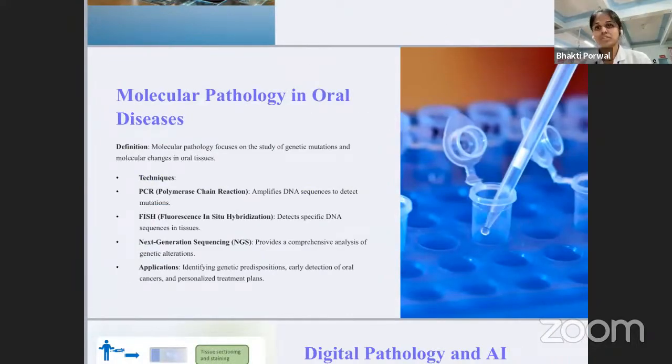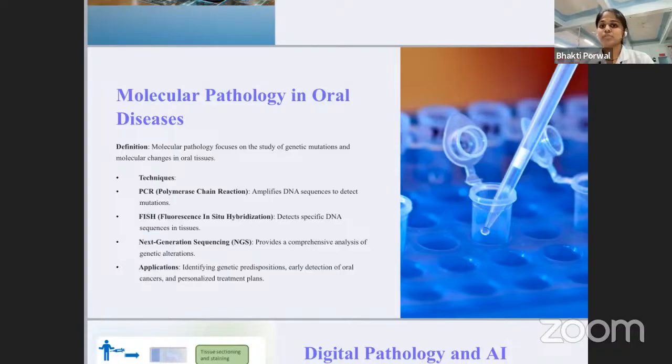It focuses on the study of genetic mutations and molecular changes in oral tissues. Several techniques have been discovered, such as PCR, that is polymerase chain reaction. It amplifies DNA sequences to detect mutations. Another one is fluorescence in situ hybridization. It detects specific DNA sequences in tissues. Thus, it helps to detect the defective gene and study the cause of oral disease.